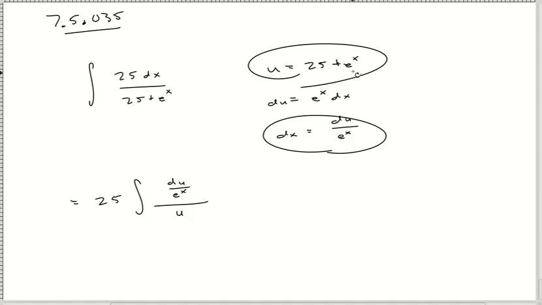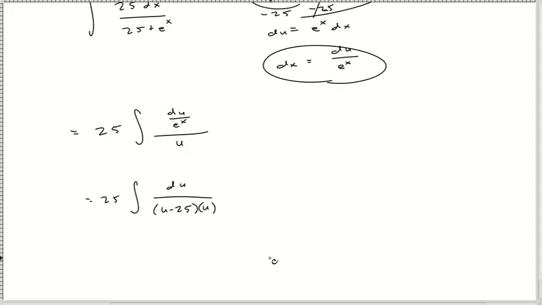Well, couldn't I solve for e to the x here? Couldn't I subtract 25 on both sides? And so what I've got now is 25 integral of, and these are both in the denominator technically, I have my u minus 25, and then I have a plain old u. Cool. Yeah, great. Now what?